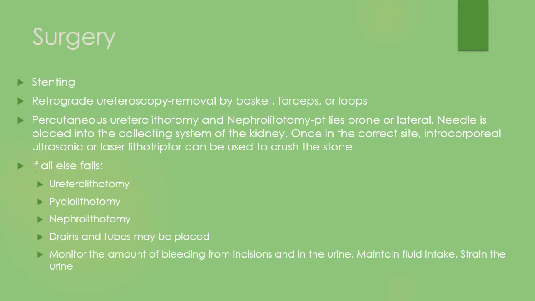Okay, for surgery, there's stenting, retrograde ureteroscopy, percutaneous urolithotomy, and nephrolithotomy. If all else fails, they will do the ureterolithotomy or the pyelolithotomy or nephrolithotomy. And there could be a possibility of having drains and tubes in place afterwards. You want to monitor for the amount of bleeding from the incisions and in the urine, and then maintain a good fluid intake and make sure that you're straining the urine.